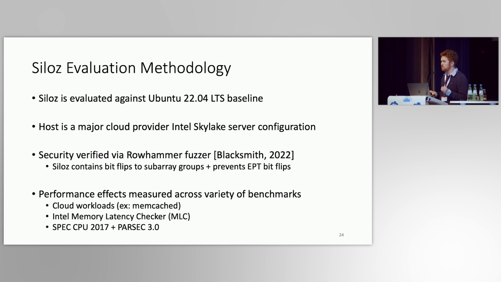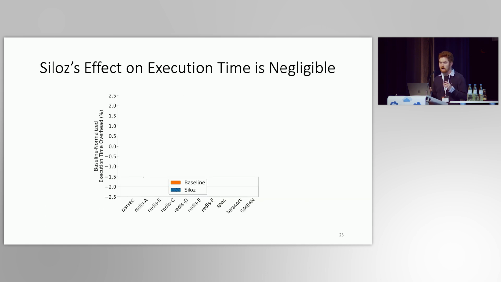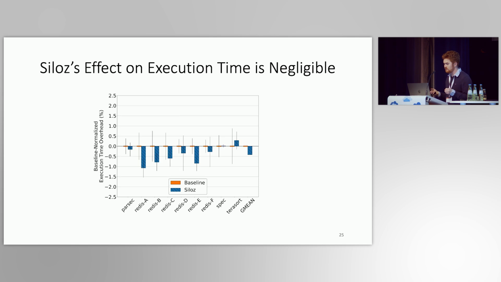And what I am going to get into a little bit more here is the performance evaluation, where we measured Siloz's effect on a variety of workloads, such as cloud workloads like memcached, the Intel memory latency checker, and synthetic workloads like SPEC and PARSEC. So if you recall, the whole point of our design was to have negligible impact on performance while still achieving security. And so here we're going to show Siloz's effect on execution time normalized to the baseline in orange. And as we see, for all of the different workloads we ran, we never saw more than a plus or minus 1% difference. And in the vast majority of these cases, this was all within confidence intervals here. So effectively, the takeaway here is that Siloz has very negligible impact on execution time.